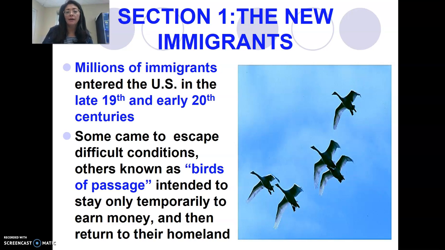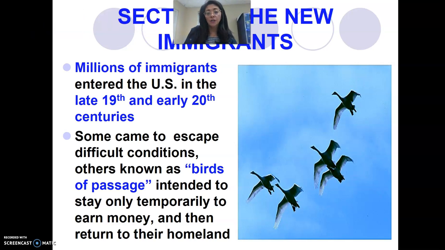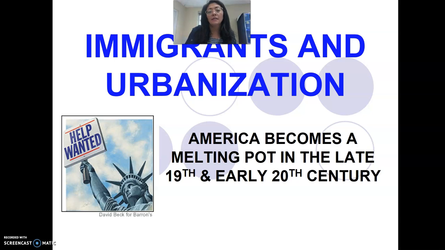We're going to look at immigration in the United States and talk about the time period. In the late 19th century, America undergoes some population changes.